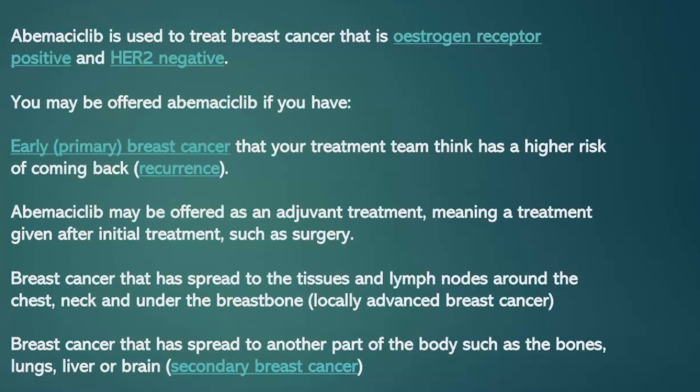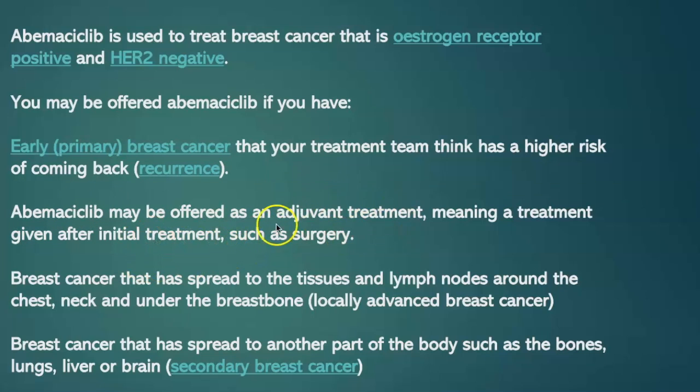The next class of drugs would be abemaciclib or Verzenio. And this is used to treat breast cancer again, that's ER positive and HER2 negative. And this is used in patients that have early primary cancer, but where further molecular analysis suggests that the cancer may have a high risk of coming back. So you want to hit it with a really high power growth inhibitor.